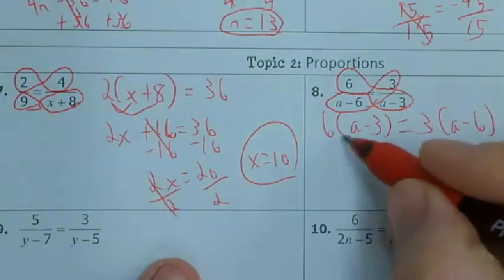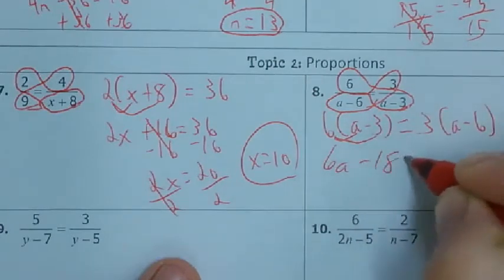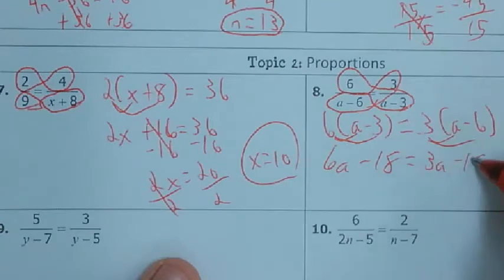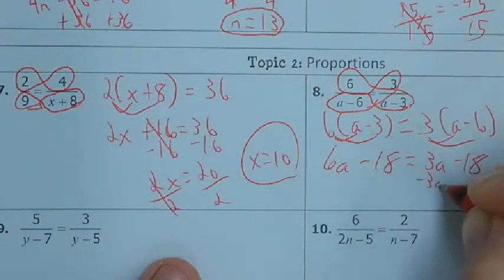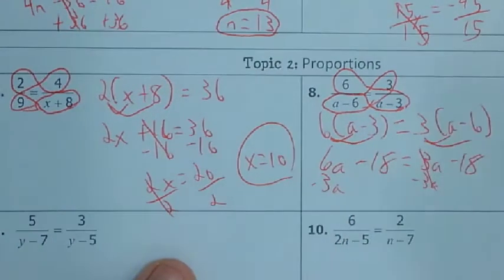So now we distribute. 6 times a is 6a. 6 times negative 3 is negative 18. 3 times a is 3a. 3 times negative 6 is negative 18. Subtract 3a. 6a minus 3a is 3a. Minus 18 equals negative 18.